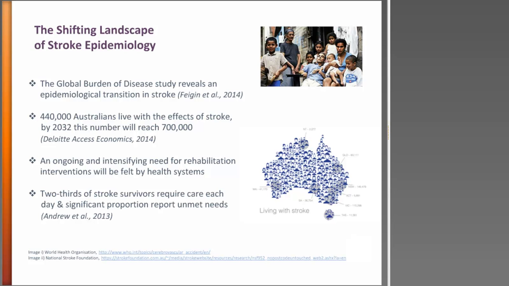And in a Deloitte Access Economics report, which was commissioned by the National Stroke Foundation for last year's report called No Postcode Untouched, it determined that 440,000 Australians live with the effects of stroke. But with this increasing prevalence, by the year 2032, this number will reach 700,000. So this will result in an ongoing and intensifying need for rehabilitation interventions. And as an additional reminder, we know that 2/3 of stroke survivors require care of some form each day, and that a significant proportion report unmet needs.